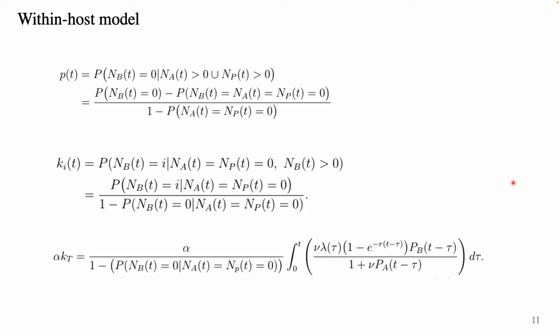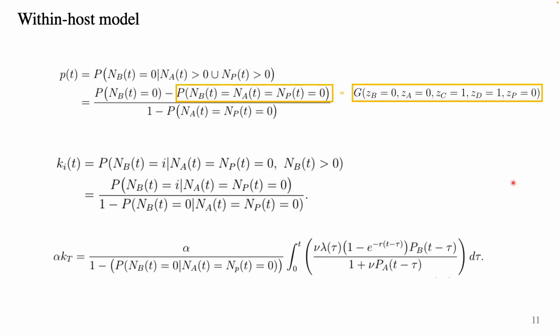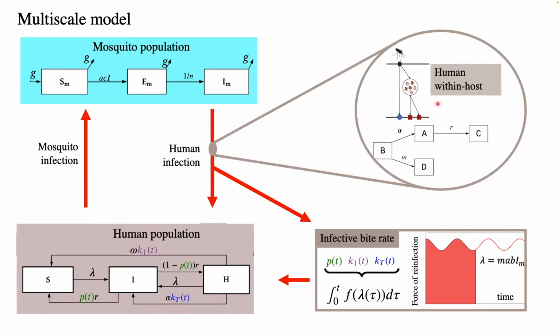Just to give you an example, if we wanted to obtain the probability that individuals have no hypnozoites within their liver, so they are not suffering from any relapses, where N is the number of activations or relapses, and they don't have any primary infection as well, we just substitute the values in the probability generating function, and then we can get the probability. So from here we combine the 2 models together.